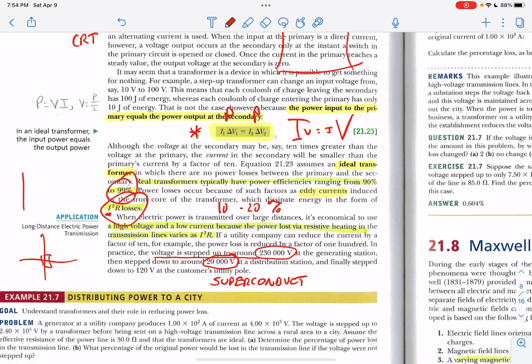Or sometimes on a telephone pole, if this is a telephone pole, you might have a cylinder on that telephone pole, which is a transformer, to step the voltage down so it can enter your house at 120 volts.